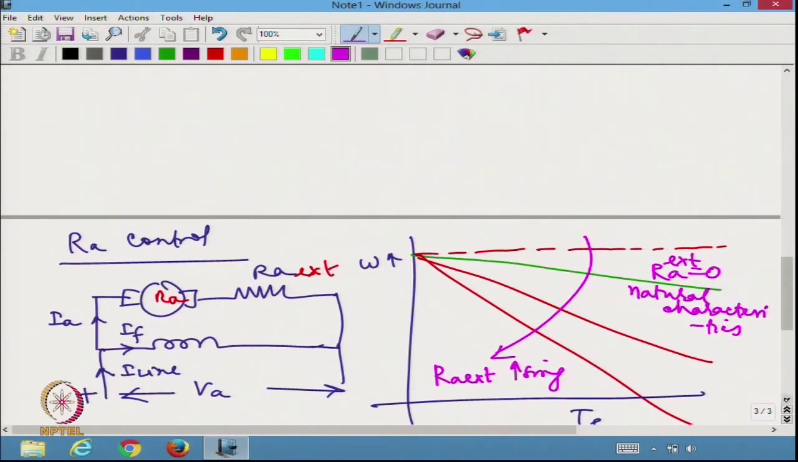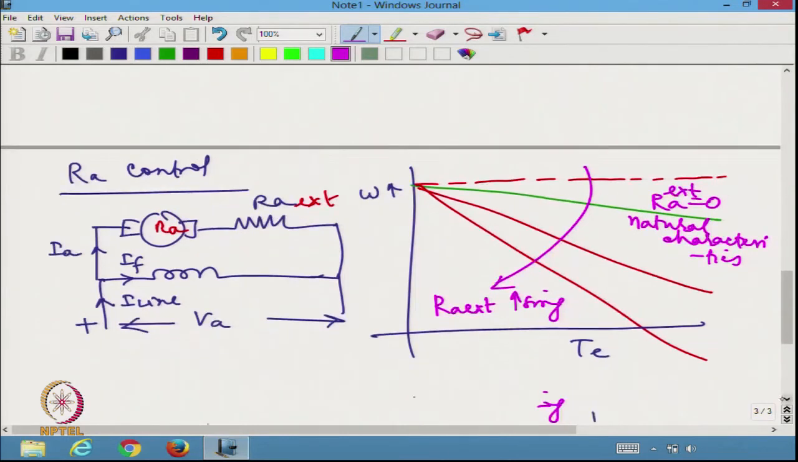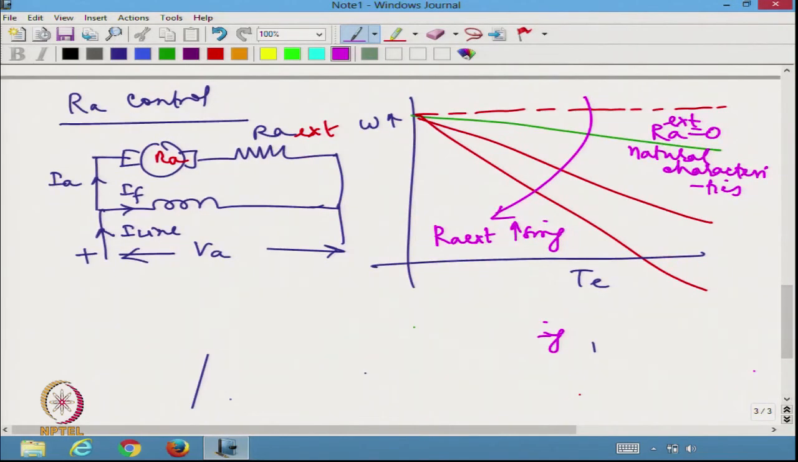This is the natural characteristics of the machine. But if I try to include more and more RA, I am going to have more and more drop in the armature circuit resistance here, because of which the speed is falling more and more. So, dynamically if I try to analyze this, let us say I am demanding a particular value of torque.